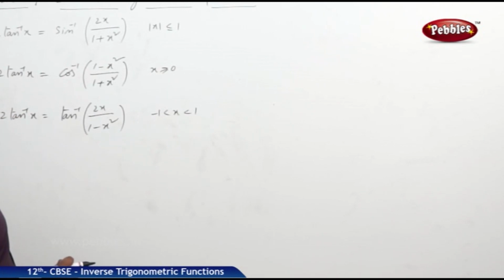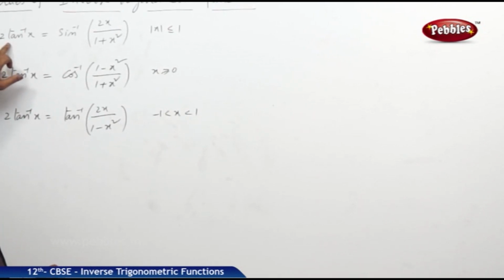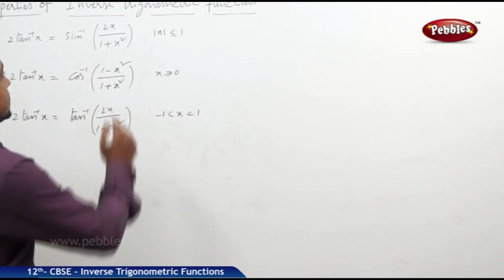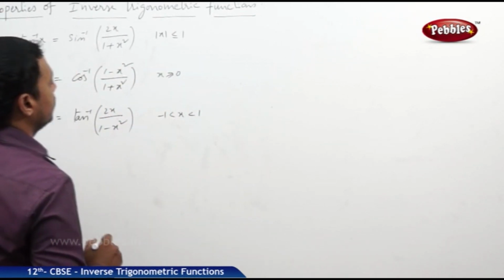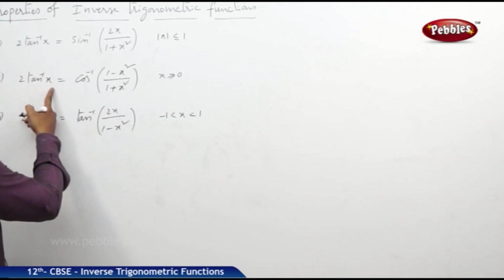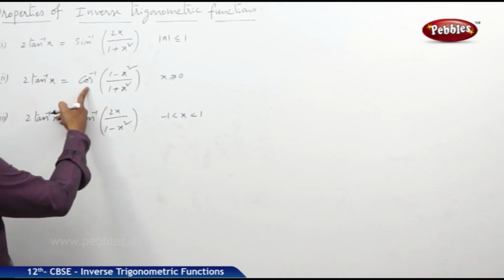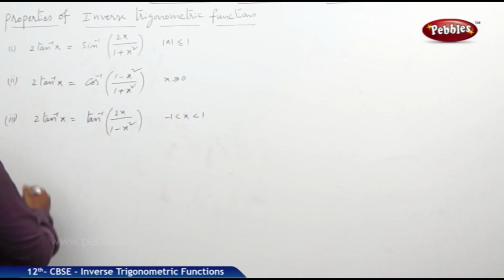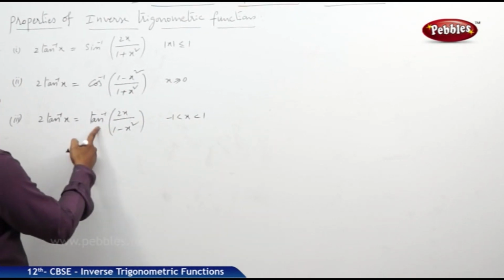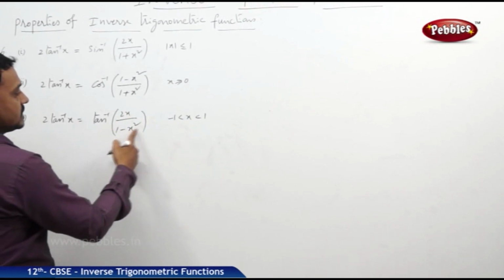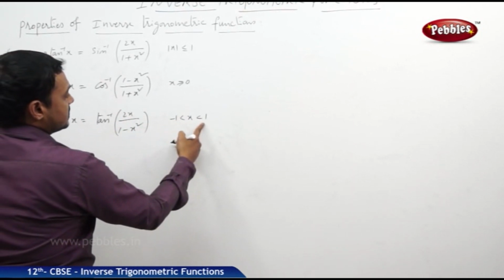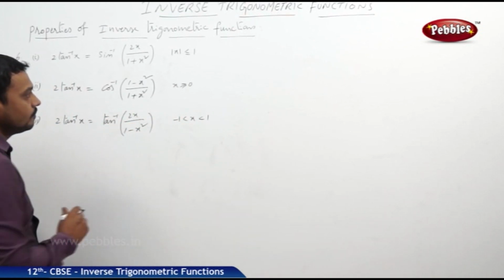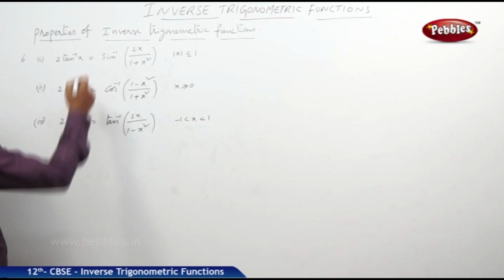Now, the next property: 2 tan inverse x is equal to sin inverse of 2x by 1 plus x square when mod x is less than or equal to 1. 2 tan inverse x is equal to cos inverse of 1 minus x square by 1 plus x square when x is greater than or equal to 0. 2 tan inverse x is equal to tan inverse of 2x by 1 minus x square when minus 1 is less than x less than 1. Of course, we have proved this one earlier. Now let us prove the first two.